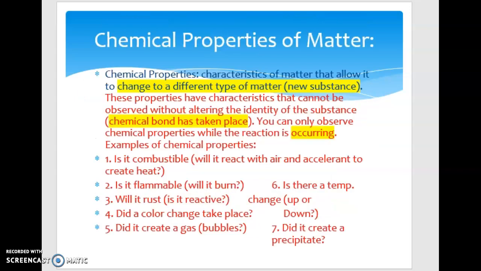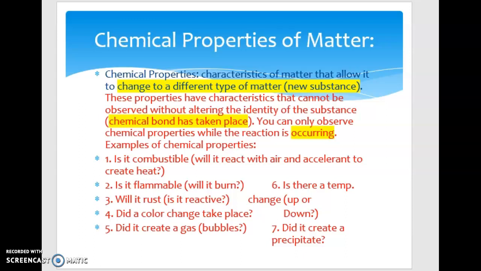Chemical properties of matter. Chemical properties are characteristics of matter that allow it to change to a different type of matter. In other words, you get a new substance. These properties have characteristics that cannot be observed without altering the identity of the substance. So, in other words, a chemical bond has taken place. You can only observe chemical properties while the reaction is occurring.